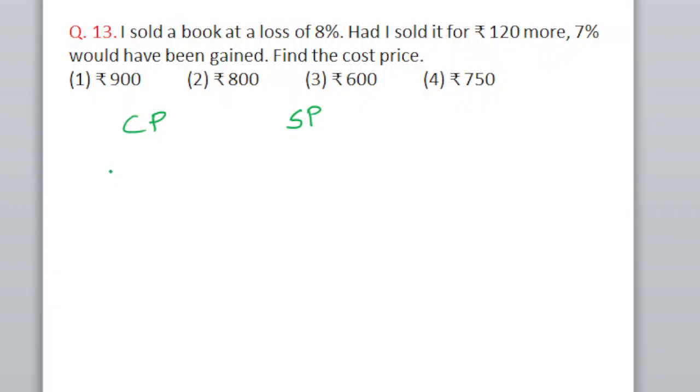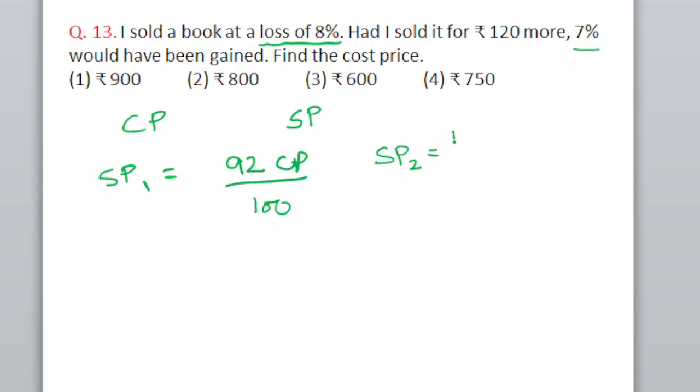In the first case, as there is a loss of 8%, SP1 is equal to 92 CP divided by 100, and SP2, as there is a profit of 7%, is equal to 107 CP divided by 100. Now there is a difference of rupees 120.